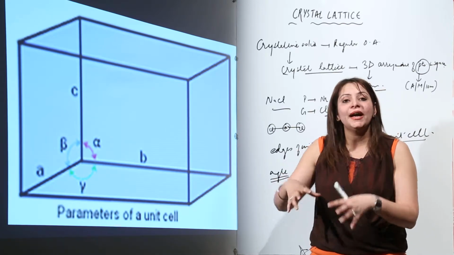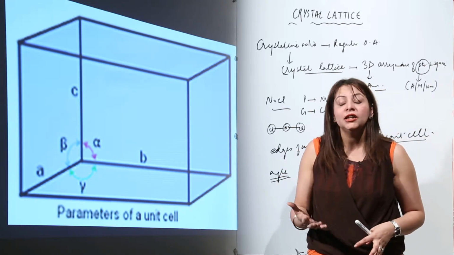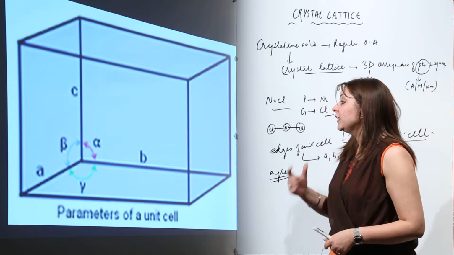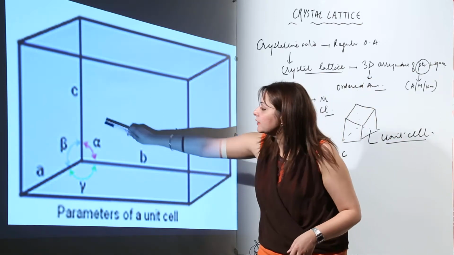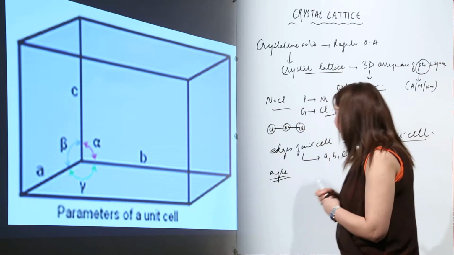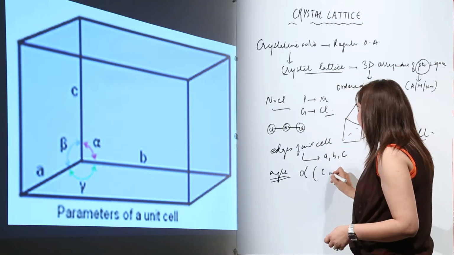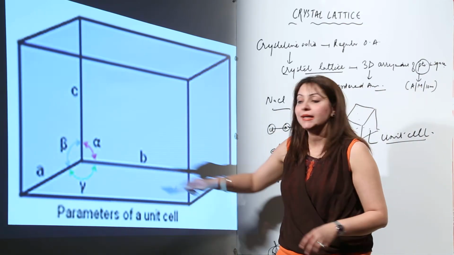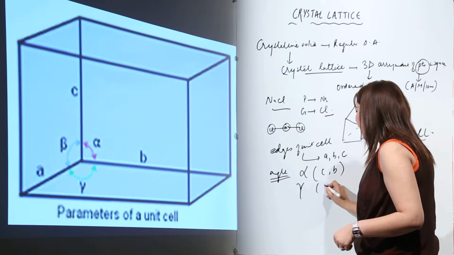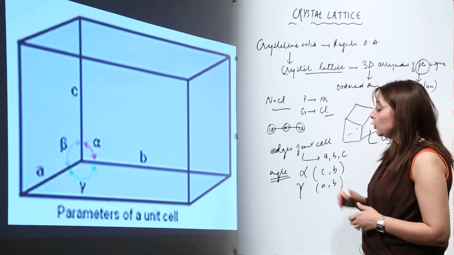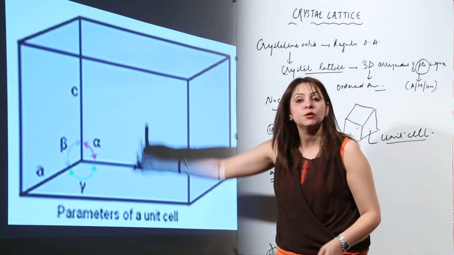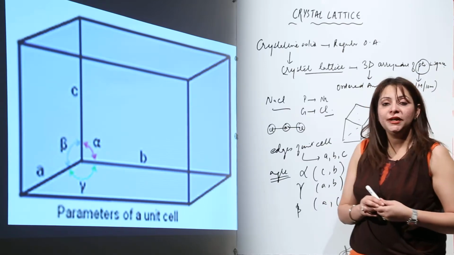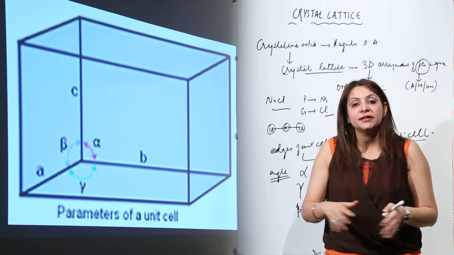At this moment our concern is not what the angle is. Our concern is where the angle lies, right. So the angle lies between the edges. As you can see, between C and B there is an alpha angle. I'll write here, alpha angle is between the C and B edges. And you see one more angle, the gamma, between A and B. So gamma is the angle which lies between A and B. We have another angle, beta, and as you can see in the figure, it lies between A and C. So that means the unit cell is actually expressed in 6 parameters.